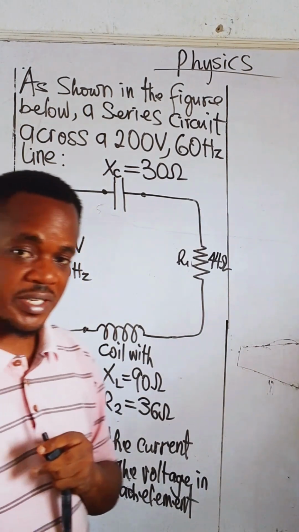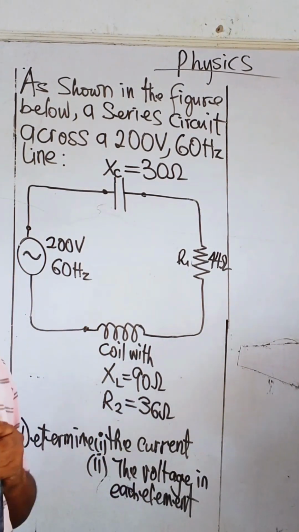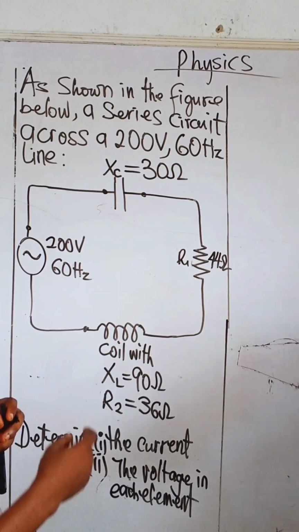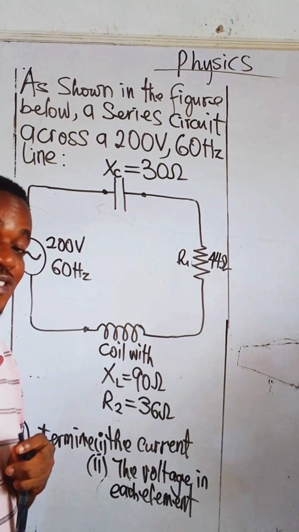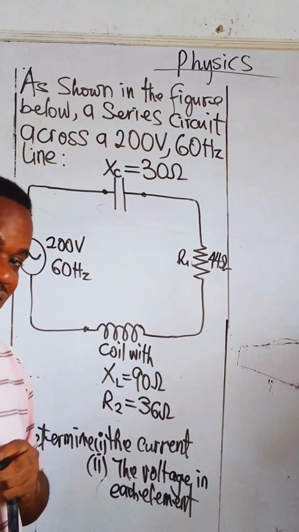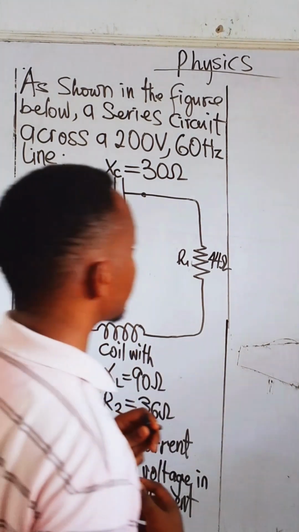How do we calculate the current in the circuit? For us to be able to calculate the current in the circuit, we need to calculate the impedance. The impedance, which happens to be the total resistance of the RLC circuit, right? This is an RLC circuit.